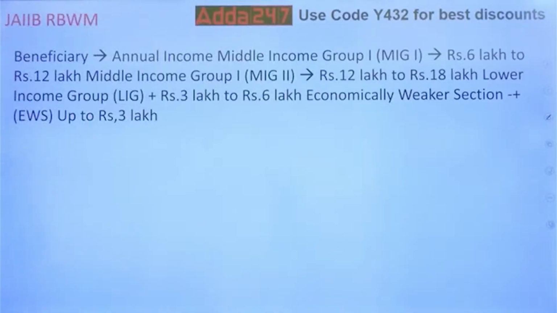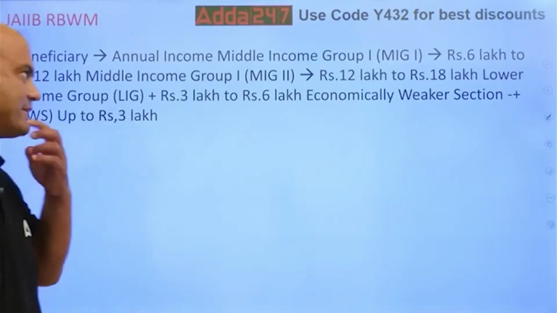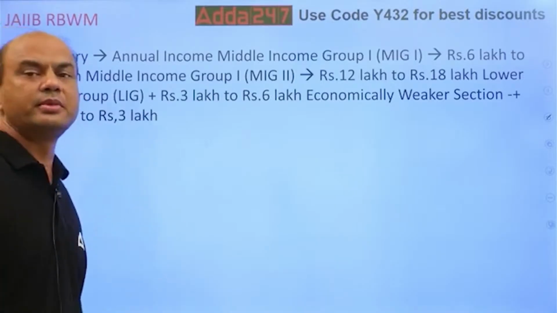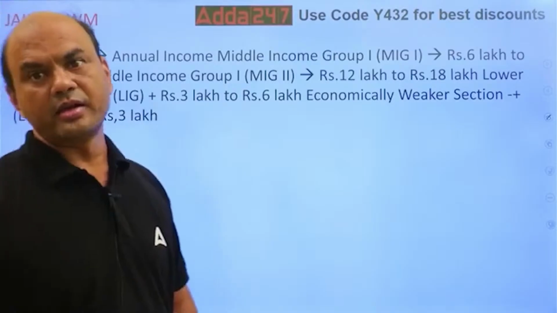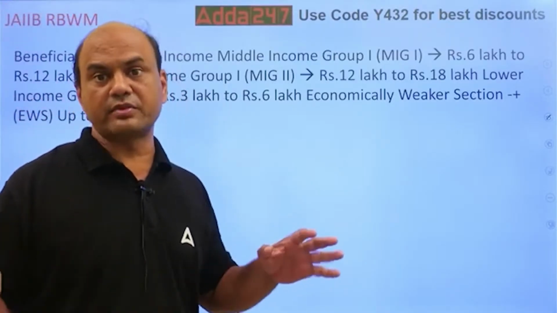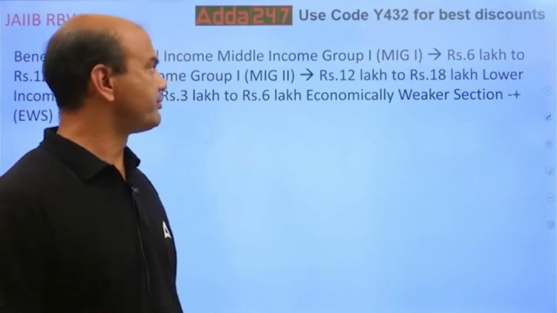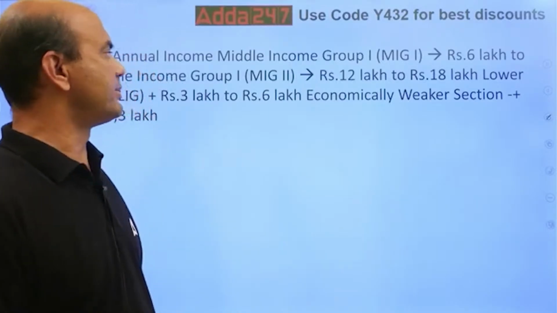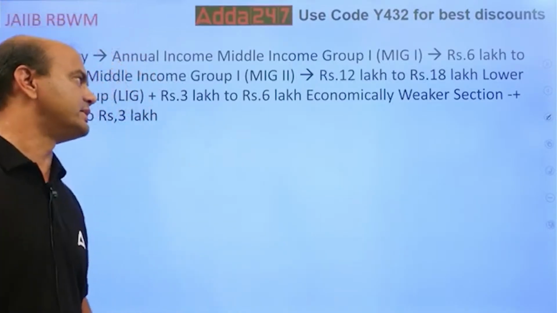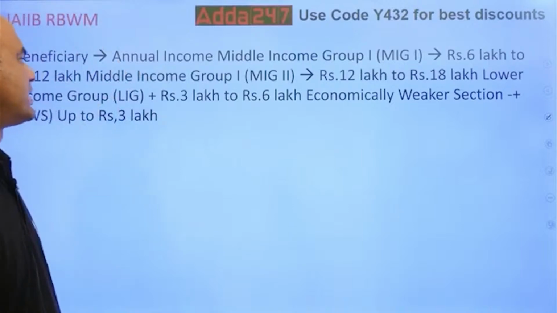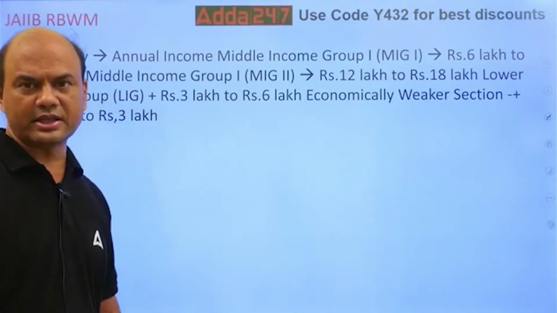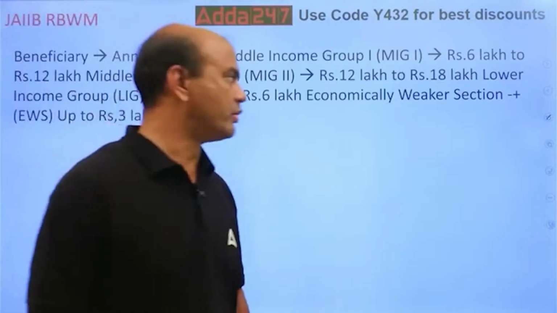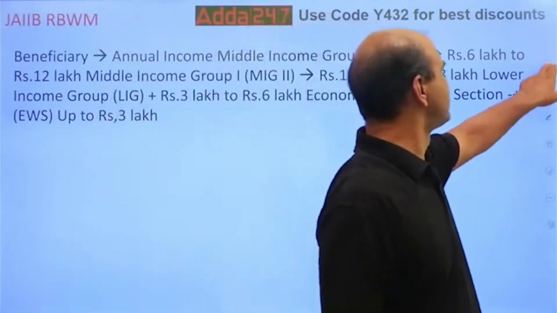Kindly have more focus on MIG1 and MIG2 because this is the middle income group. This constitutes a major part of the economy. Okay, so 6 to 12 lakh is MIG1, 12 to 18 lakhs is MIG2, LIG is 3 to 6 and EWS is up to 3 lakhs. Got it? Move on. Next one.